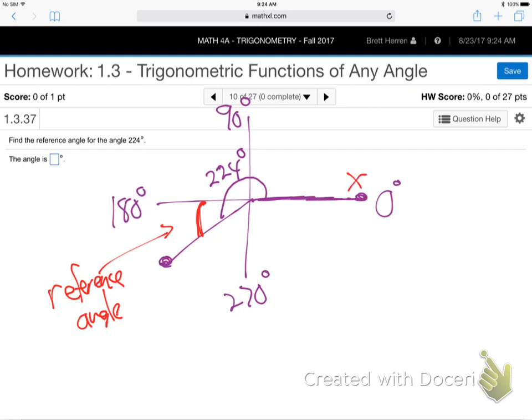Now it's time to tell you why. Why do we do the x-axis and not the y? Well, because what we're trying to do with a reference angle is we'd like to find an angle that we can use that's less than 90. We don't want to use 224.